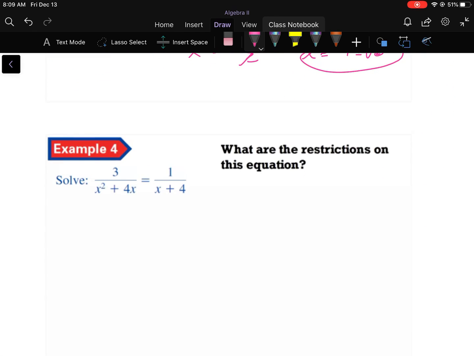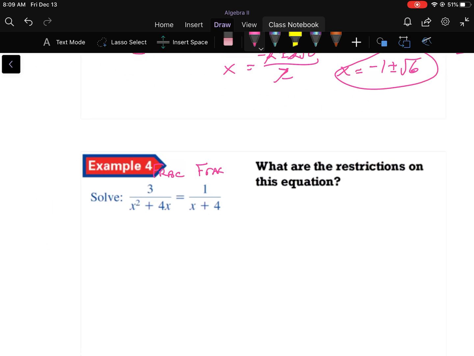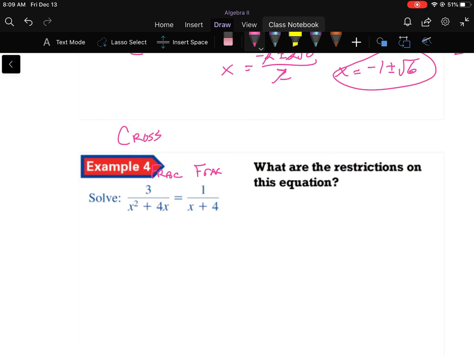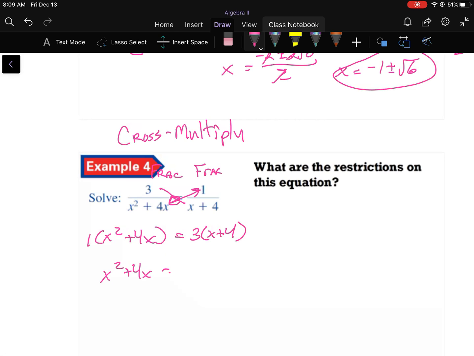Similar idea. There is one thing you can do when it's just a fraction equal to another fraction. You probably remember this from geometry, but you can cross multiply. So I can multiply those two together, so 1 times x squared plus 4x, and set them equal to this product of 3 times x plus 4. So I've got x squared plus 4x is equal to 3x plus 12.